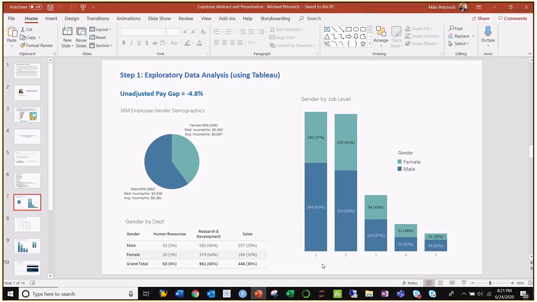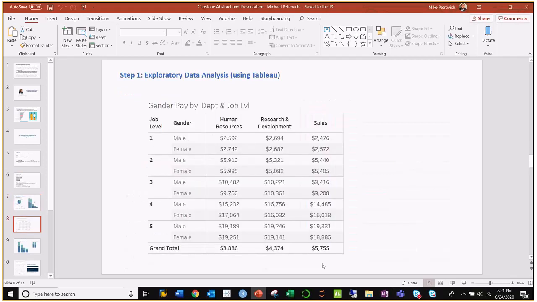So our first question would be then: is this gap explained, or is it significant? So we're just going to bench that question for later on. We'll be able to answer it through our analysis. Gender pay by department and job level.